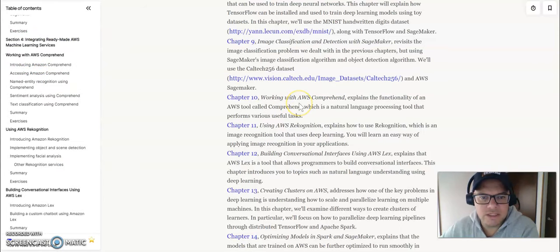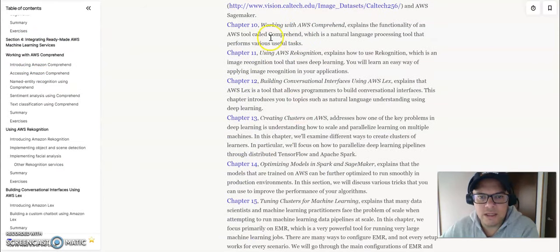And finally, section 4 is going to be about working with AWS Comprehend, which is another machine learning service from AWS. It explains the functionality of an AWS tool called Comprehend, which is the NLP tool that performs various useful tasks on AWS. So it's going to be all hands-on with Amazon Comprehend, the natural language processing tool which they have.